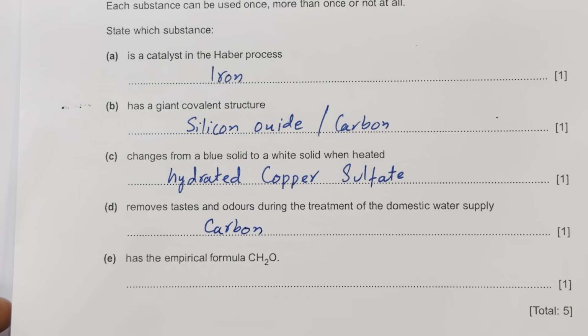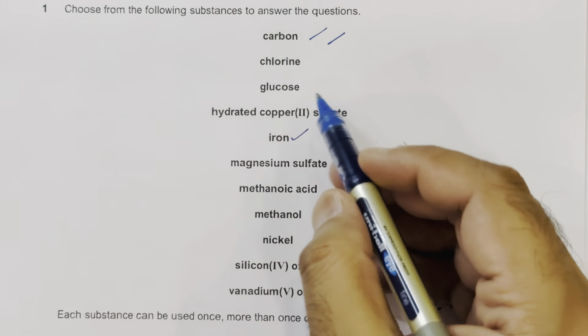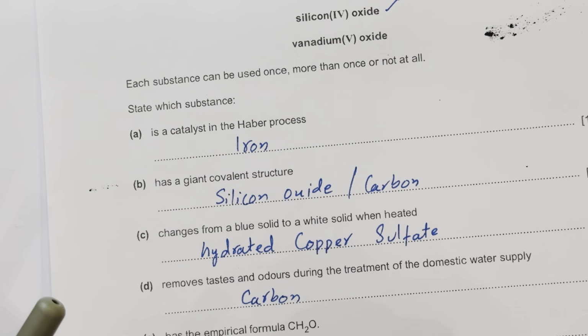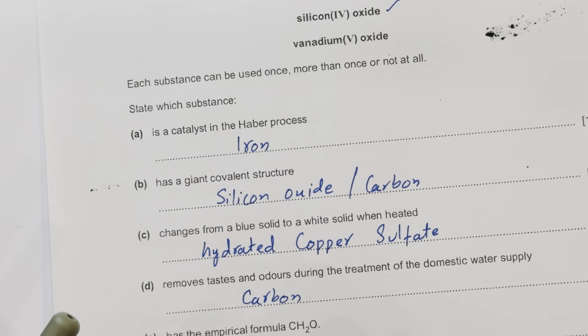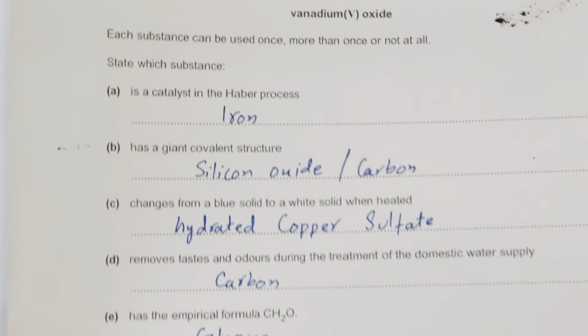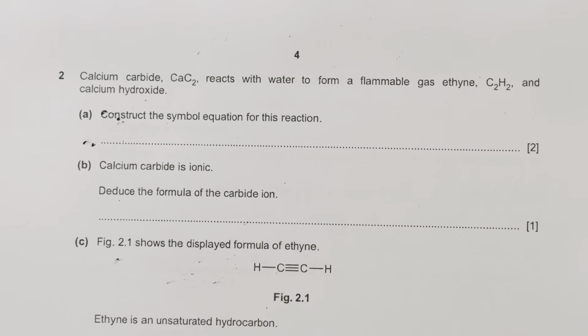Has the empirical formula CH2O. We know that that is glucose, which has the molecular formula of C6H12O6. So 6 is the common factor, so glucose has the empirical formula of CH2O. So that's how question number 1 is completed. Moving to question number 2.